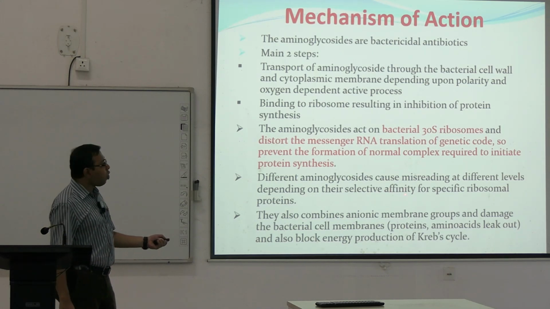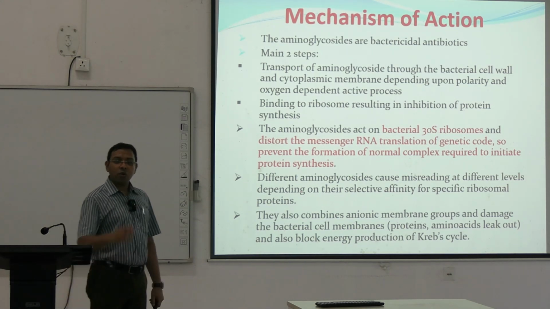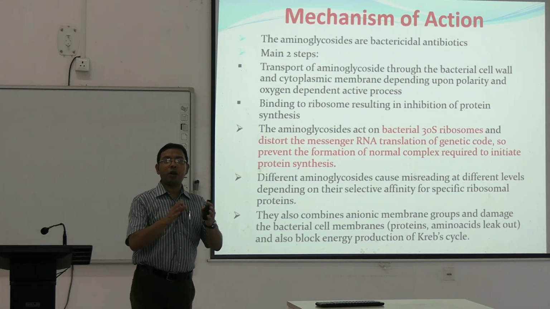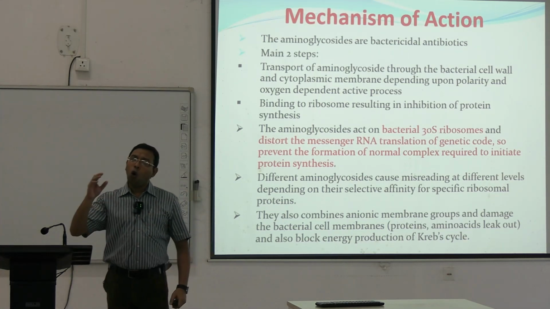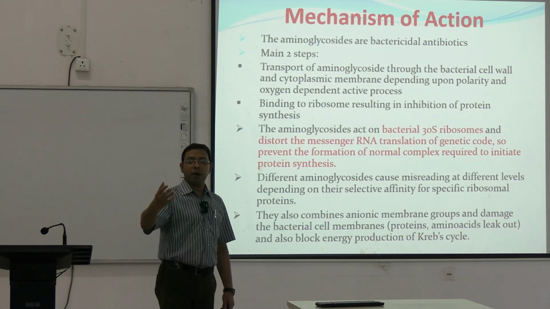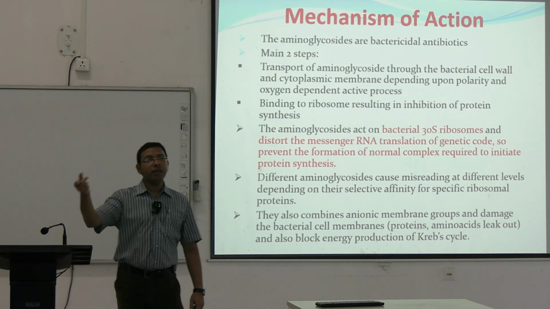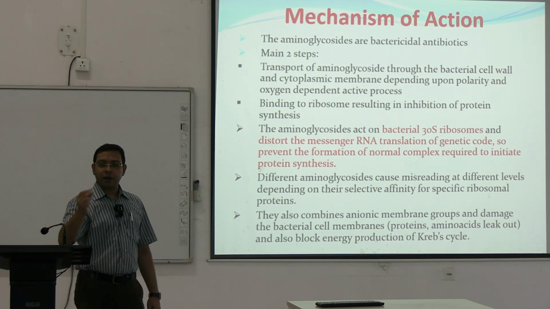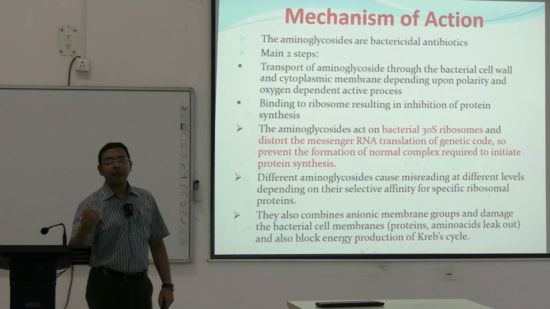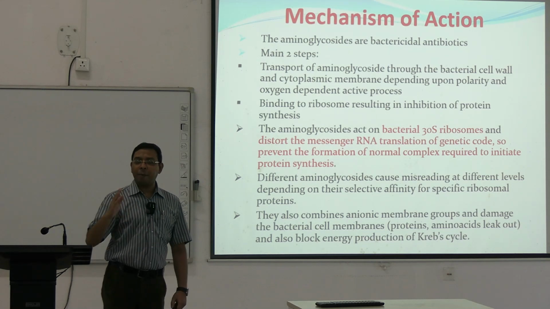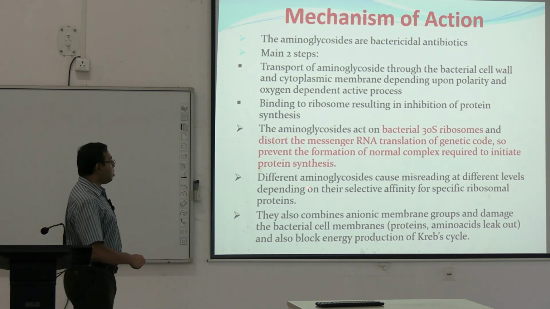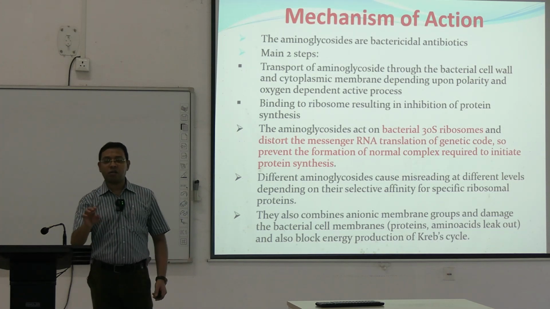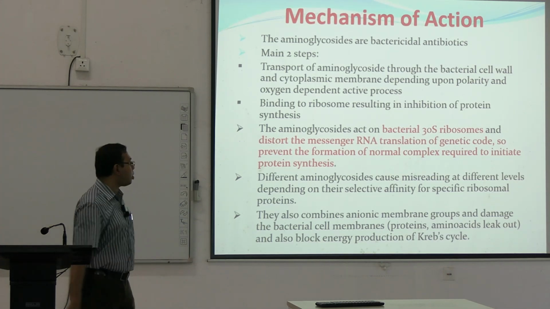Different aminoglycosides cause misreading at different levels. So there are some minute differences in the mechanism of action from one aminoglycoside to another. All of them cause misreading of the mRNA so that the protein that is formed is faulty. So ultimately that leads to degeneration of the bacterial cell. But this misreading happens at different levels for different aminoglycoside antibiotics. The selective affinity for specific ribosomal proteins ultimately differs from one aminoglycoside to another.